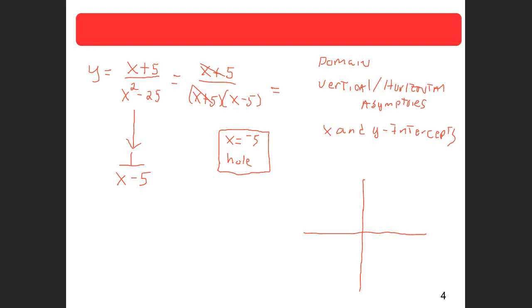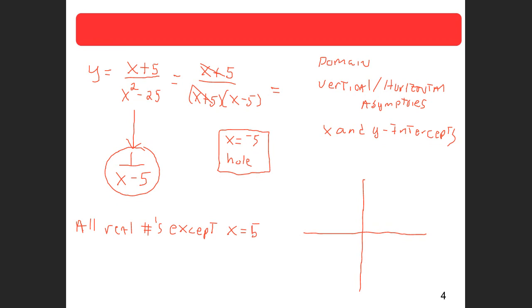Now, all I have to do is look at this function to figure out the domain, the vertical and horizontal asymptotes, and the x and y intercepts. So how do I find domain? When you deal with a rational function, domain is all real numbers except what makes the denominator equal to 0. So all real numbers except x equals 5. That is the domain.